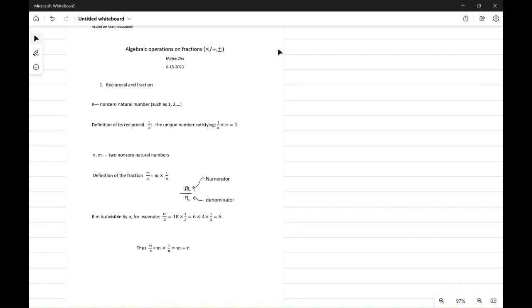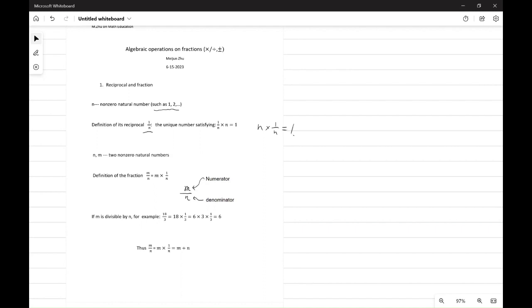Suppose n is a non-zero natural number, such as 1, 2, those kinds of numbers. We define its reciprocal, which we write as 1 over n, as a unique number. This unique number satisfies 1 over n times n equals 1. Since multiplication has the commutative rule, we also know that n multiplied by 1 over n is also equal to 1.